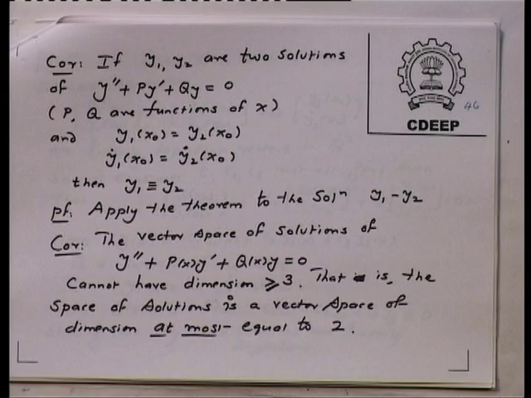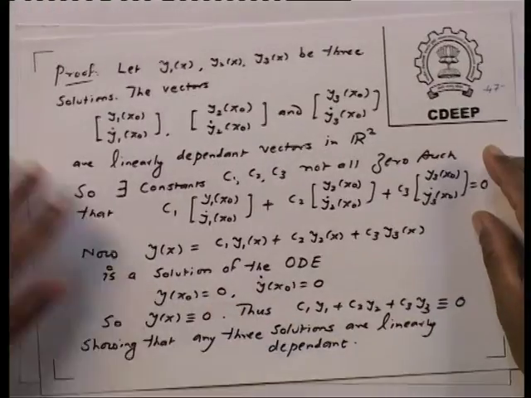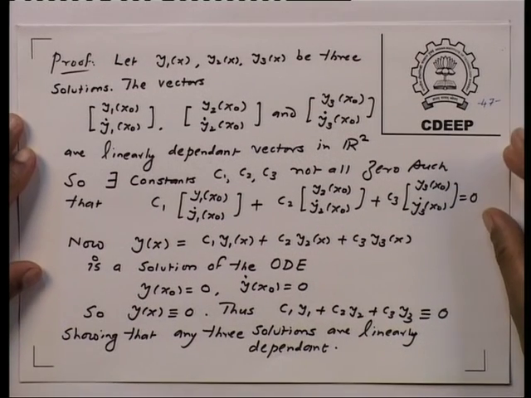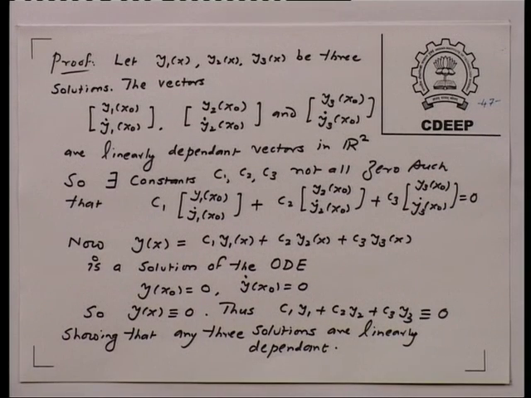Well, let us go to the proof of this. Has everybody understood the statement? Okay, so let us compute. We have to show that the dimension is less than or equal to 2, which means that if I take 3 solutions, they are linearly dependent. So let us take 3 solutions y1, y2, y3, and let us look at the vectors (y1 of x naught, y1 dot of x naught), (y2 of x naught, y2 dot of x naught), (y3 of x naught, y3 dot of x naught).